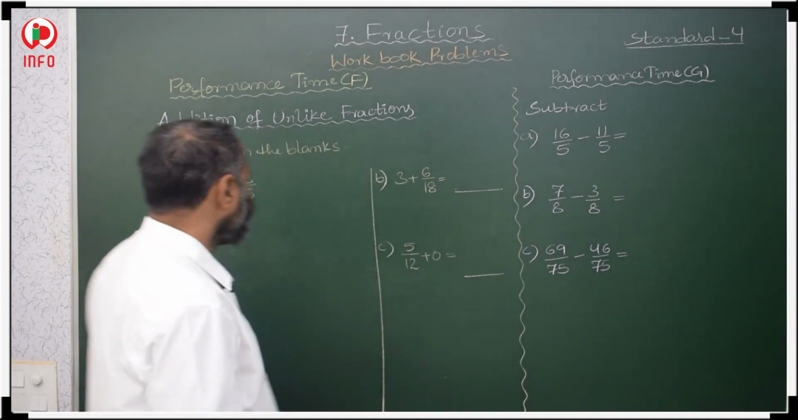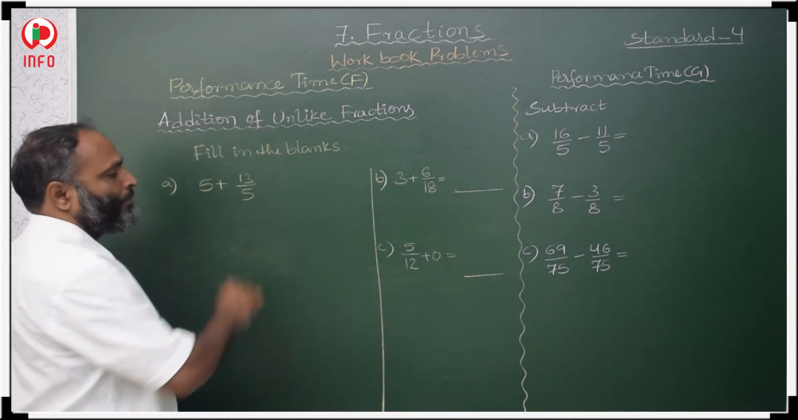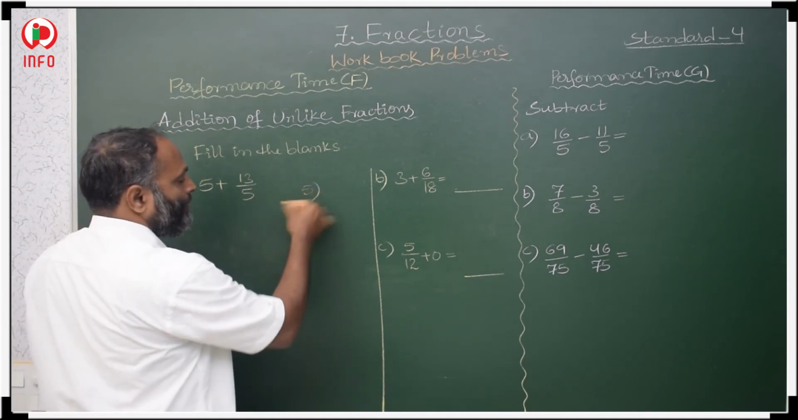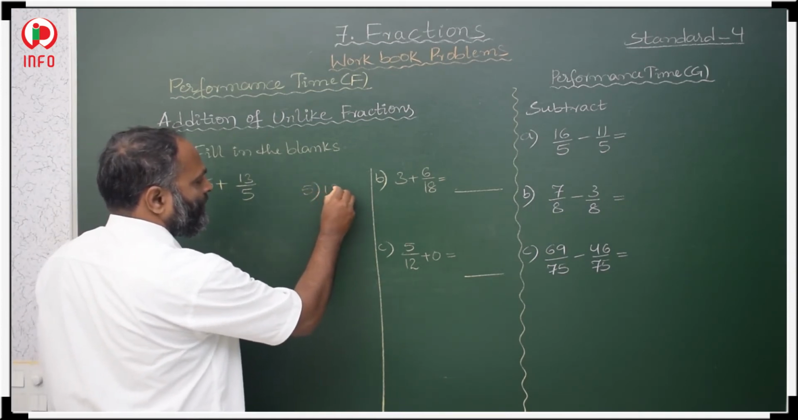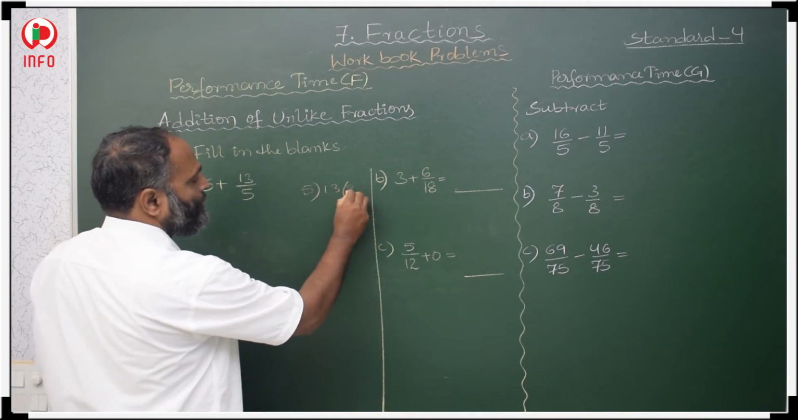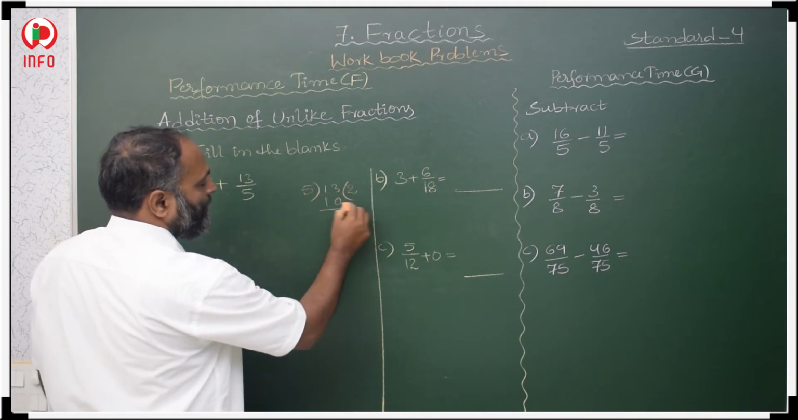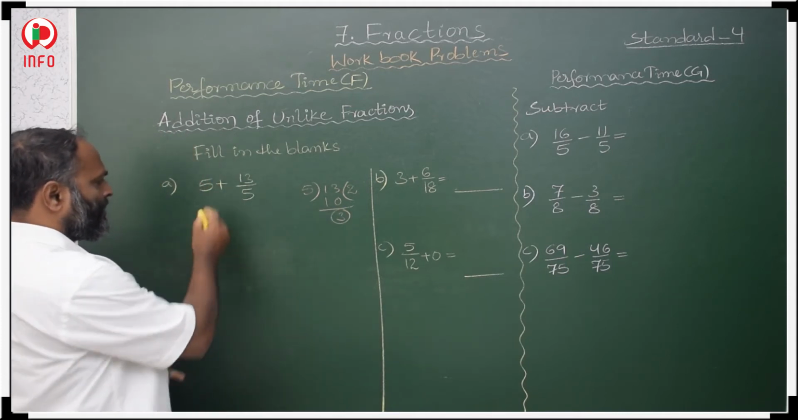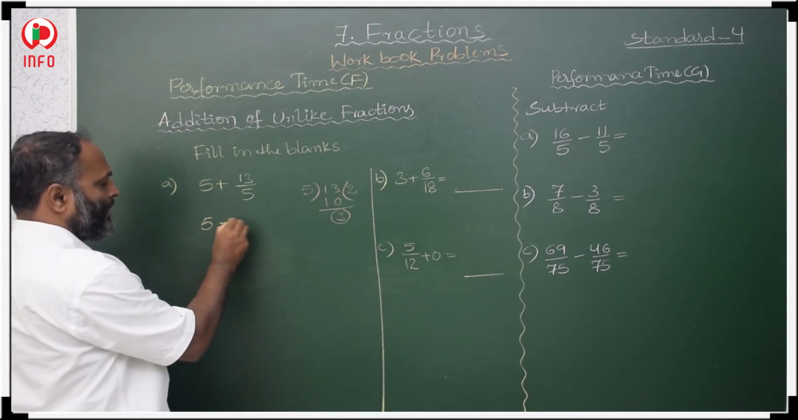Okay. See here, how to convert this improper fraction into proper. The denominator divides the numerator, 13 divided by 5. 5 2s are 10, then 3 remainder is left. So first we have to take the whole part as it is, plus.